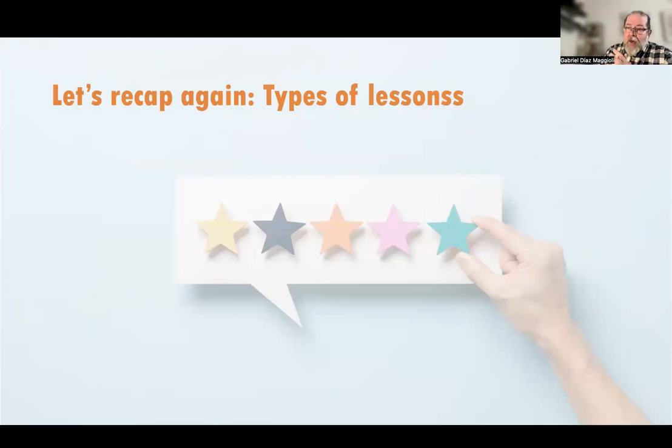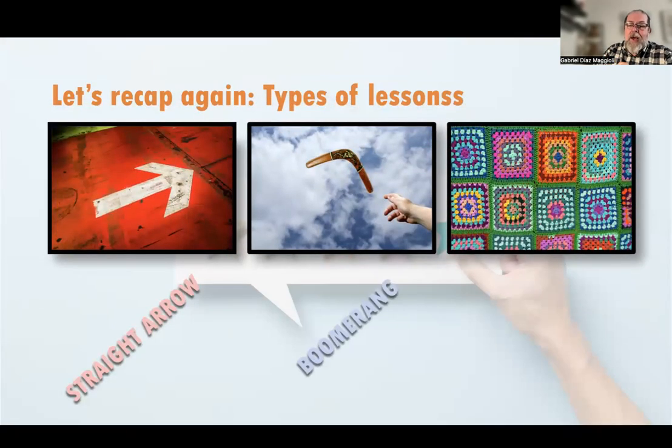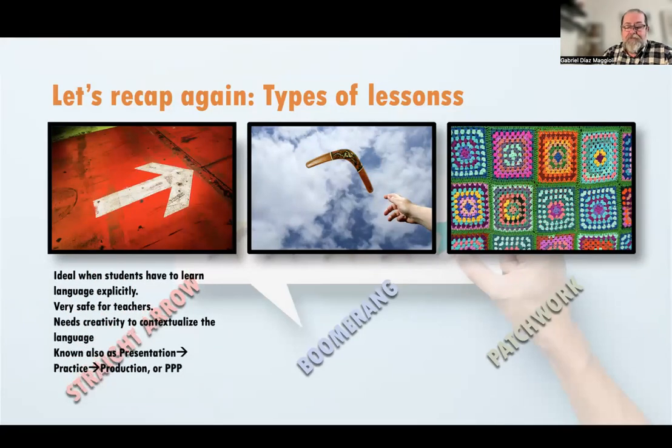Again, talking about Jeremy Harmer, he distinguishes 3 kinds of lessons, which he calls straight arrow, boomerang, or patchwork. What is a straight arrow lesson? It's a lesson where students need to learn some language explicitly. When they ask you, but teacher, how do you really say it? What is the correct way? So you go from presenting to practicing to getting them to produce. It's very safe for teachers. It's very easy to plan.